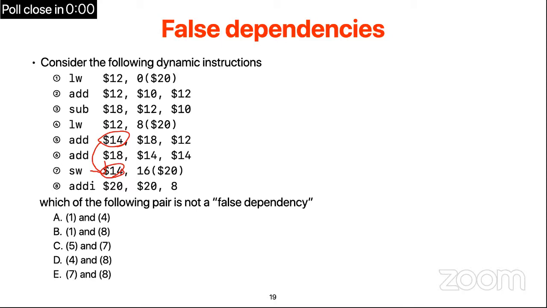So now I'm curious, what type of false dependency do 1 and 4 form? 1 and 4 should be a write after write because they're both loading to the same place. They're both loading to the same register. So it's write after write, right? Yeah.